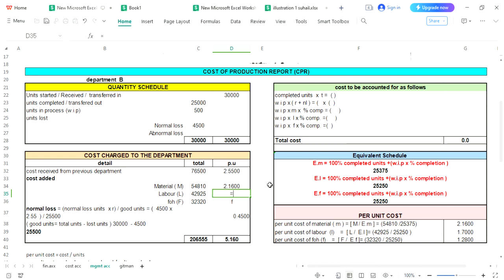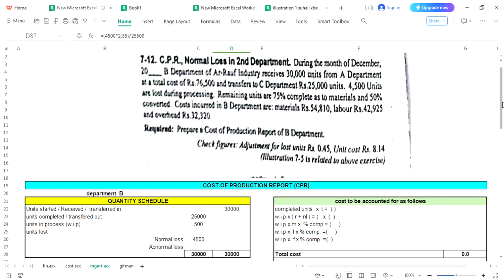Now you need to put the per unit cost of labor, highlighted here, and put the same amount in cost charged to the department. Next, you need to write the per unit cost of FH, which you can see highlighted here as 1.28. Put the same amount at per unit cost of FH in cost charged to the department. This way we have completed our cost section.